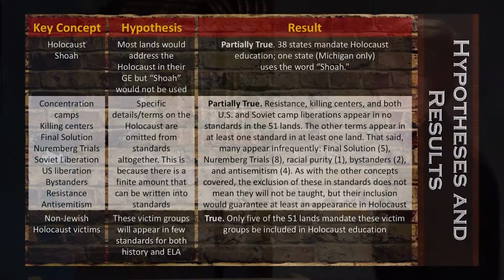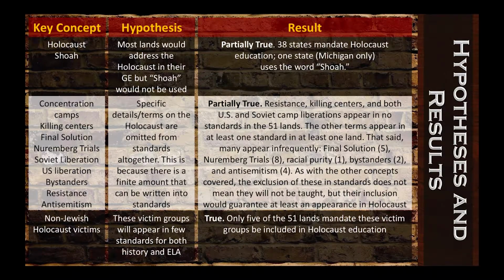Through these, I made a couple hypotheses, and some of these key concepts were lumped together based on their thematic similarity into similar hypotheses. So the Holocaust and the Shoah, an alternative word for the Holocaust. I hypothesized that most lands in the United States would address the Holocaust, but they wouldn't use the word Shoah, which is a Hebrew word. Holocaust is fairly U.S.-based in its usage. It's like La Shoah in France and other countries. It's referred to in different ways.